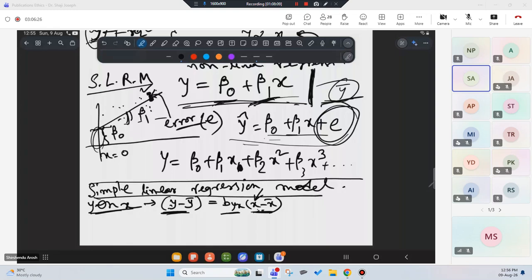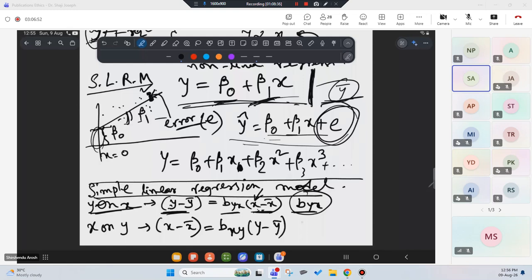In this case, b_yx is the parameter called the regression parameter. It is y on x. That is the meaning of this regression parameter. And similarly, if the equation is x on y, it will become x minus x bar equals b_xy times (y minus y bar). Here the parameter is called b_xy.